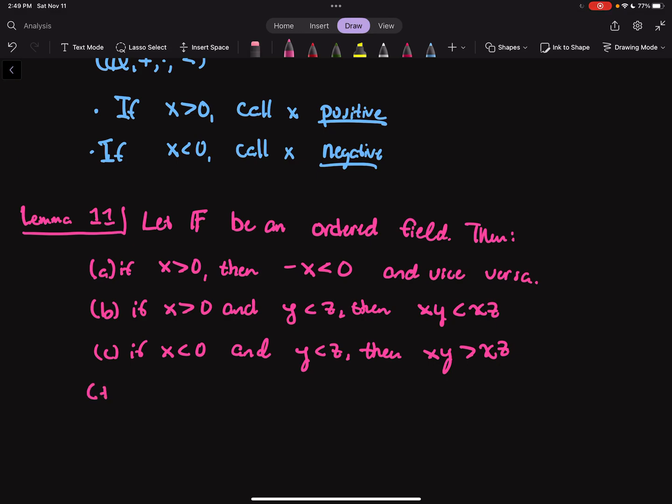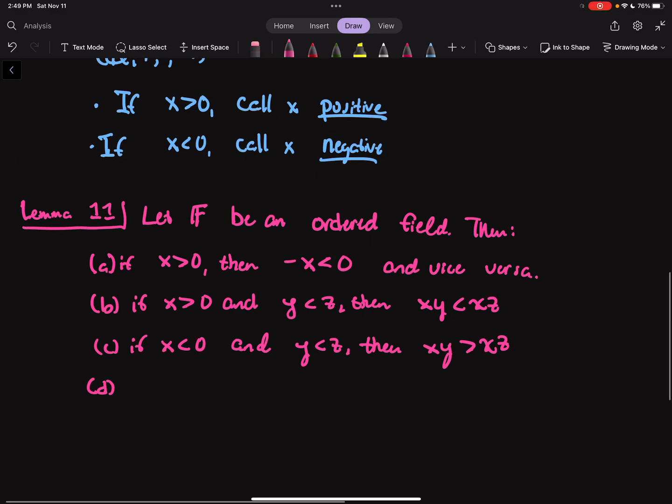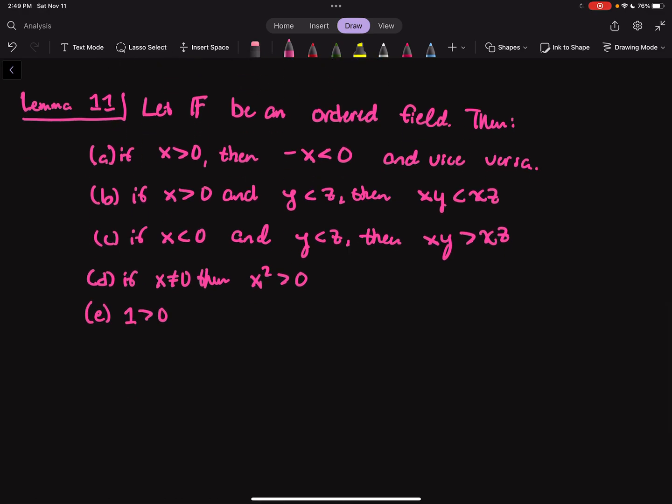And if x is non-zero, then x squared is bigger than 0. In particular, 1 is bigger than 0. Isn't that funny that we feel compelled to prove that? And the sixth one, if 0 is less than x is less than y, then we have this inequality. Okay, and let's prove these.